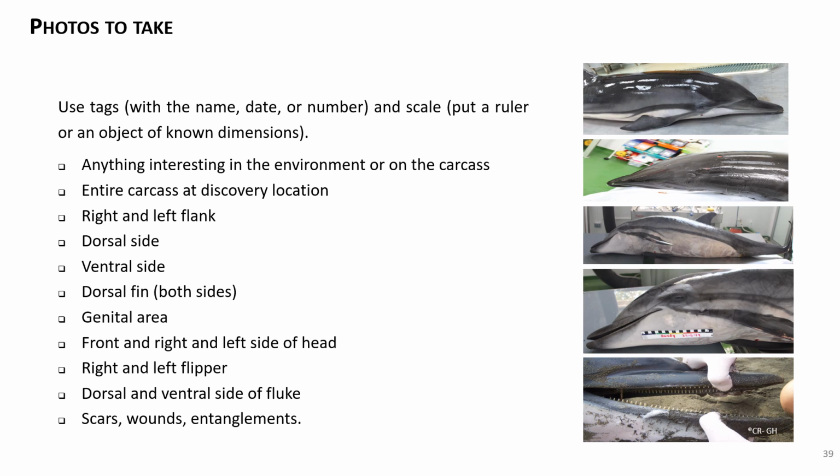We need to take photos of the entire carcass at the discovery location, right and left flank, dorsal side, ventral side, dorsal fin, both sides, genital area, front and right and left side of the head, right and left flipper, dorsal and ventral side of the fluke, and scars, wounds, or entanglements.